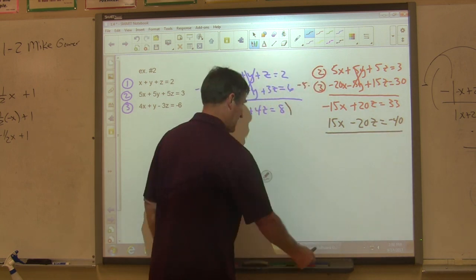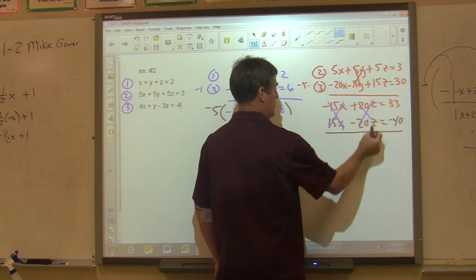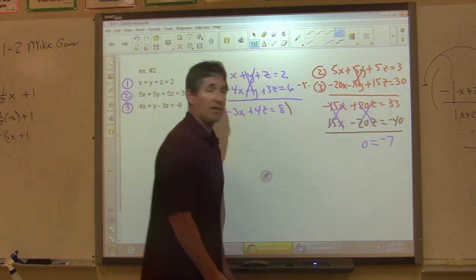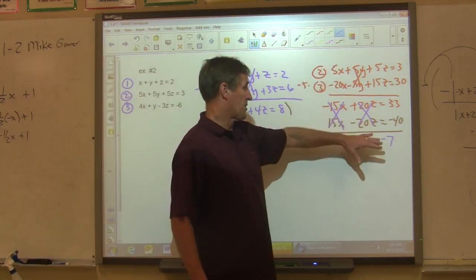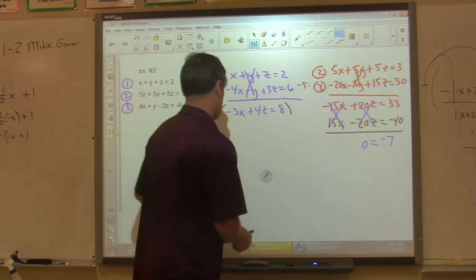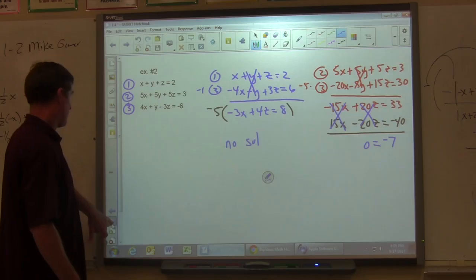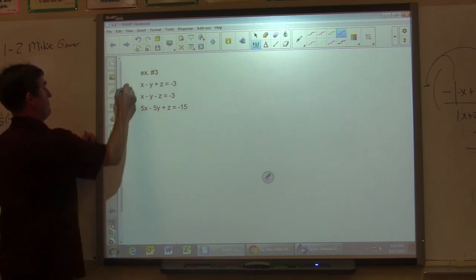And now when I add these together, those are opposites, they cancel. These are opposites, so I get 0 equals negative 7. So this is an example where all the variables canceled out and they're not equal, and so the answer is no solution.